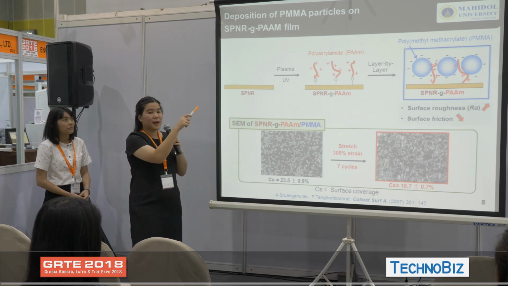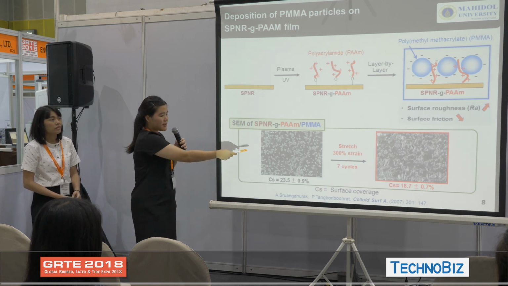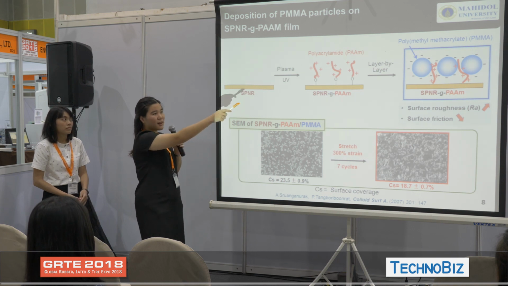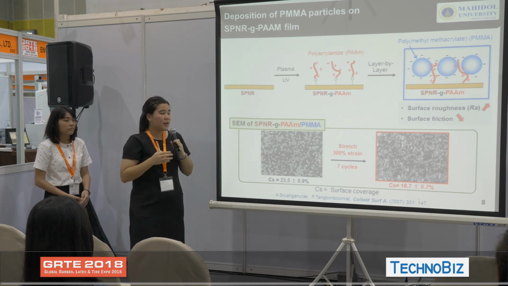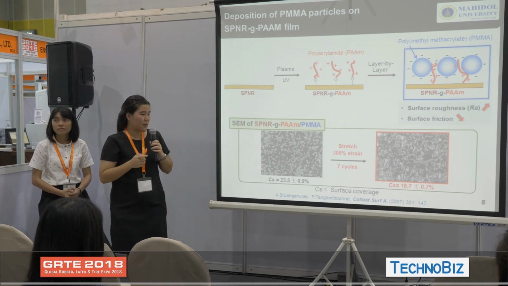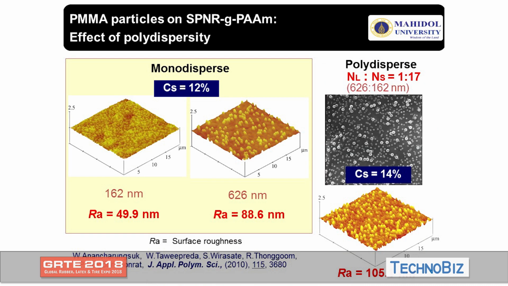After coating the particles onto the grafted SPNR film, these SEM images confirmed the successful coating of the particles. Moreover, even when we stretched our sample for about 7 cycles, the surface coverage value was not significantly decreased. So this means the physical properties of our sample still remain.